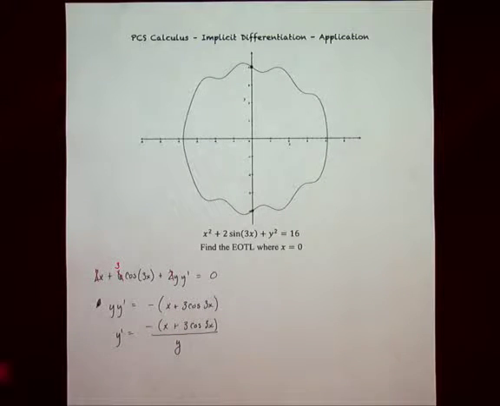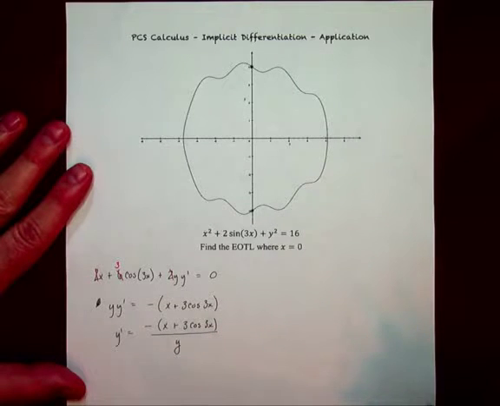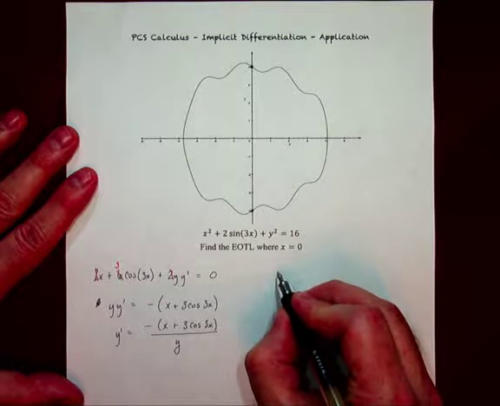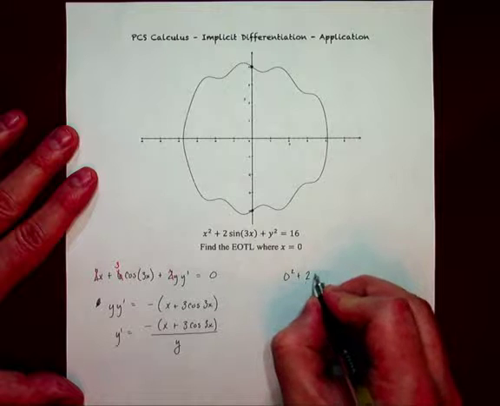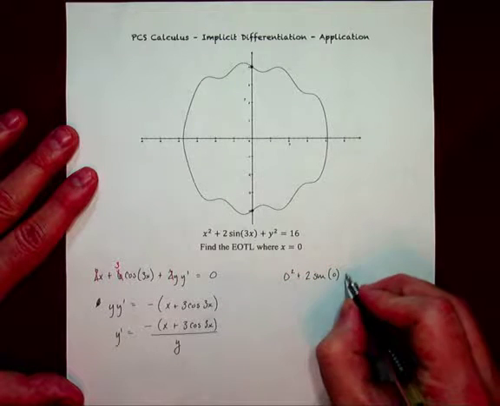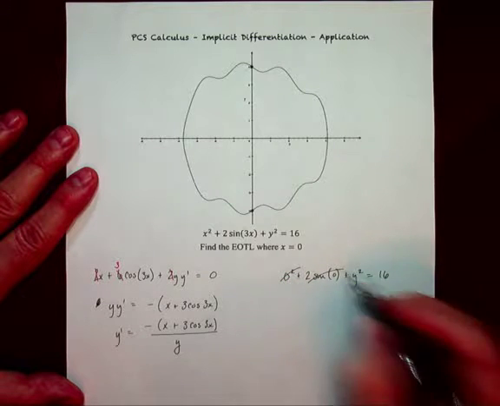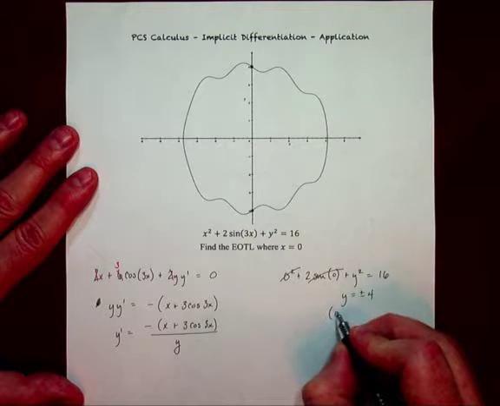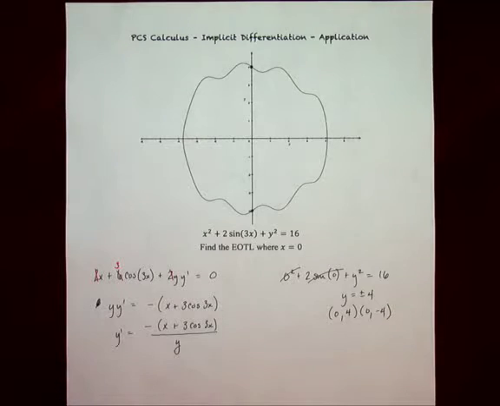Now, we need x and y, but we can find the ordered pair easily enough. So this is my derivative. If I plug in 0, I'm going to get 0 squared plus 2 times sine of 0 plus y squared is equal to 16. Well, that's 0, so y is equal to plus or minus 4. My ordered pairs are (0, 4) and (0, negative 4). That should not come as a surprise. You can eyeball it from the graph.